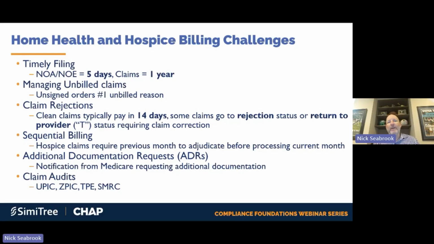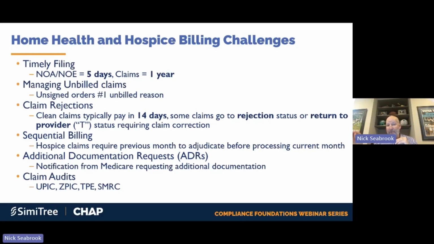So that would be the number one area that I would recommend taking a look at for your organization as you're going through that billing process: making sure that you have a good process in place from a document management standpoint to track those unsigned orders, do that follow-up, and also have a good process in place for order submission and resubmission.